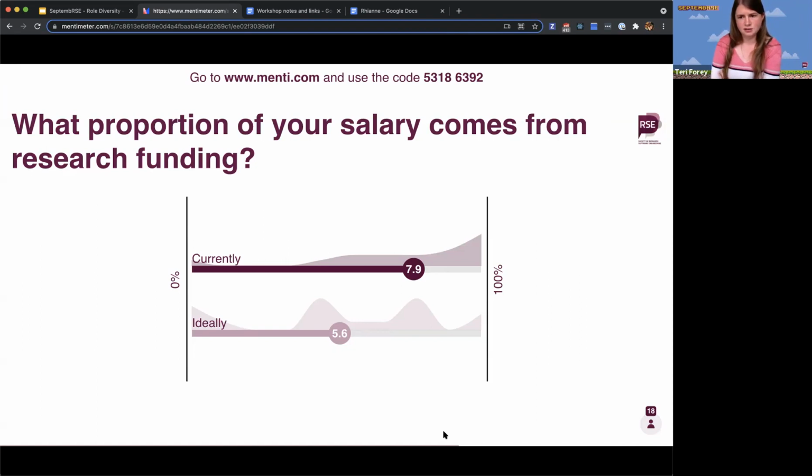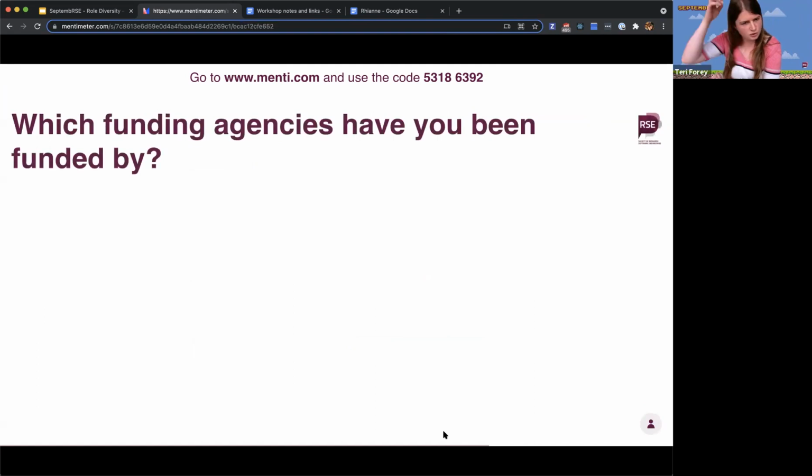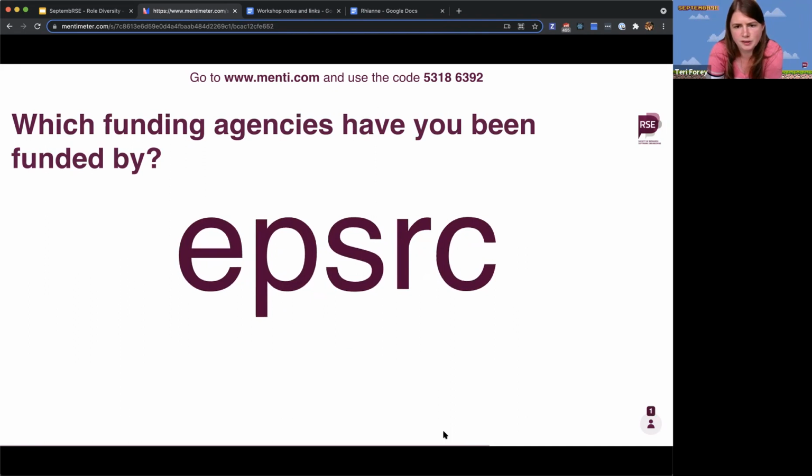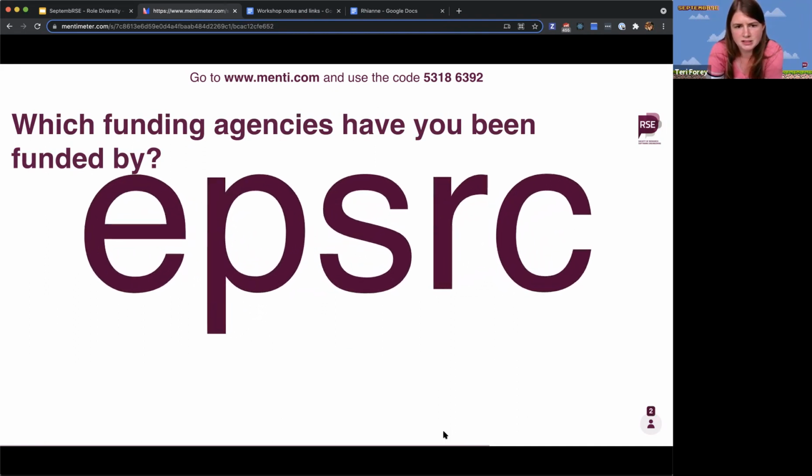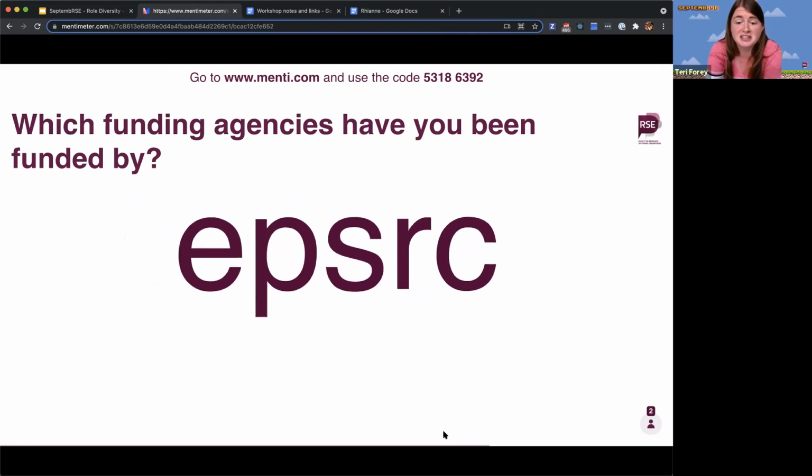Cool, that's really interesting. And then we've got an open question, feel free to type some words in here. Which funding agencies have you been funded by? I think you can put in 3 or 5 different answers. We're just curious if people are all getting funded by the same group, or if it's a complete mix of different funding agencies. The EPSRC is winning right now.